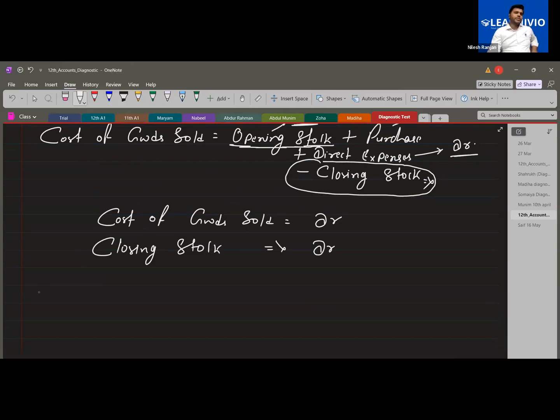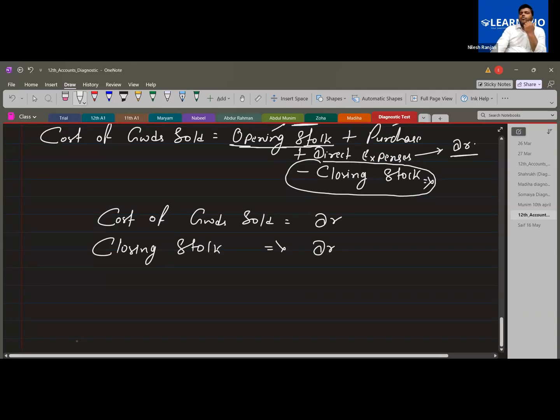So what will be the formula? Can you tell me, if we bring closing stock on the debit side, we can add them. What will be the formula? Just tell me what will be on the left side and on the right side. Opening stock will be on the debit side, purchase will be on the debit side, direct expense will be on the debit side, plus closing stock instead of minus.